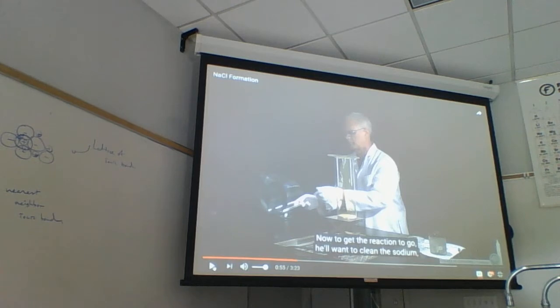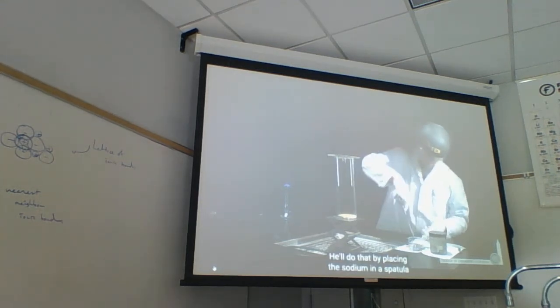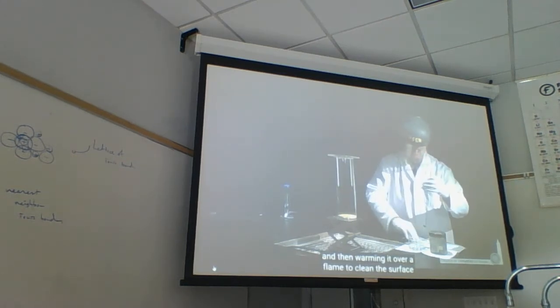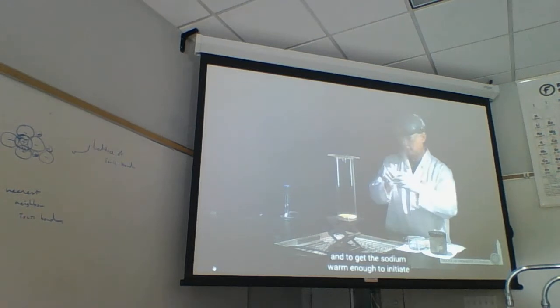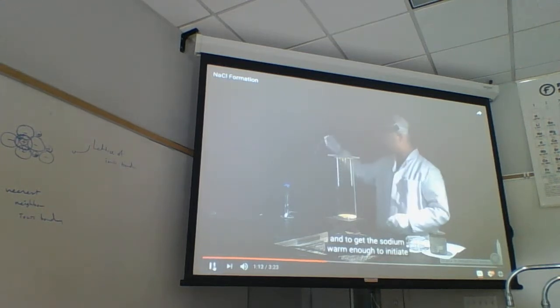The sodium, make the surface very clean, and warm it slightly to help the reaction proceed. They'll do that by placing the sodium in a spatula and then warming it over a flame to clean the surface. Actually, it's not cleaning the surface, he's evaporating the hexane with the heat. And then he's going to get some kinetic energy in the sodium, warm enough to initiate the chemical reaction.